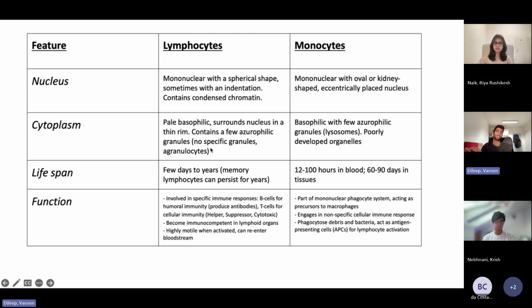When we talk about their function, lymphocytes are involved in specific immune response, which means that we have B cells, which are involved in humoral immunity, and T cells, which are involved in cellular immunity. You'll learn about this for your next micro, so next week. And yeah, they are highly motile when activated and they can enter the bloodstream. Monocytes are part of your non-specific immune response. They are involved in phagocytosing of the debris and the bacteria, and they act as antigen presenting cells for lymphocyte activation.